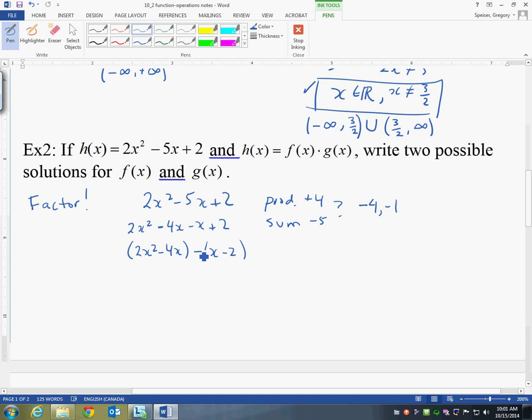Minus times x gives you minus x. Minus times minus 2 gives you plus 2. And now we're ready to factor out a common 2x here.